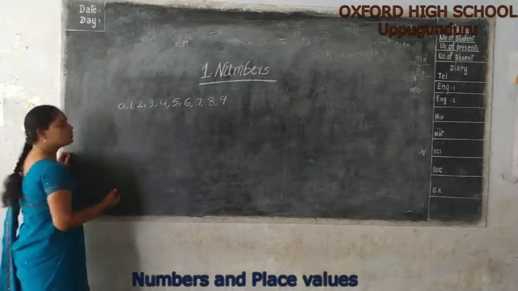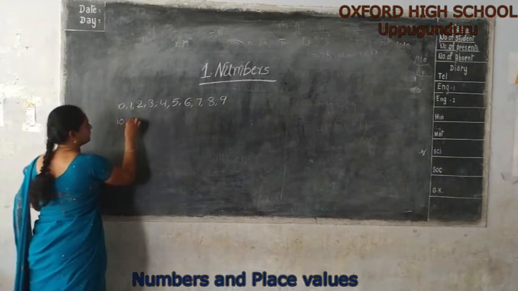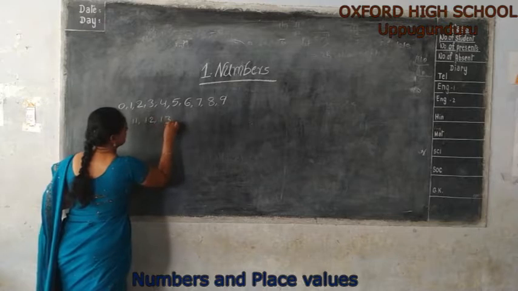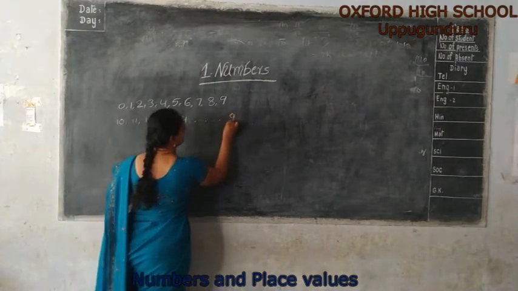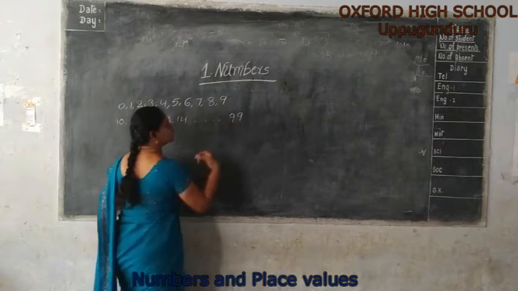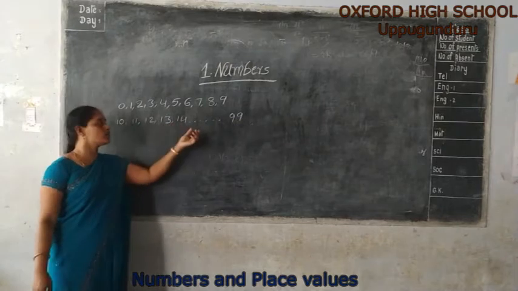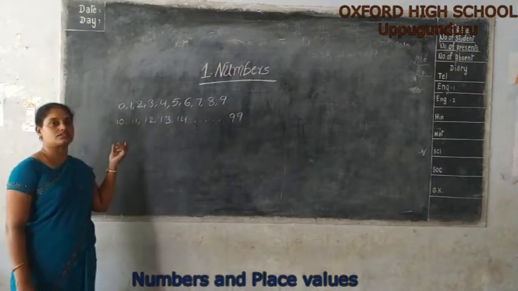Next one, two digit numbers. 10, 11, 12, 13, 14, and so on up to 99. These are two digit numbers.